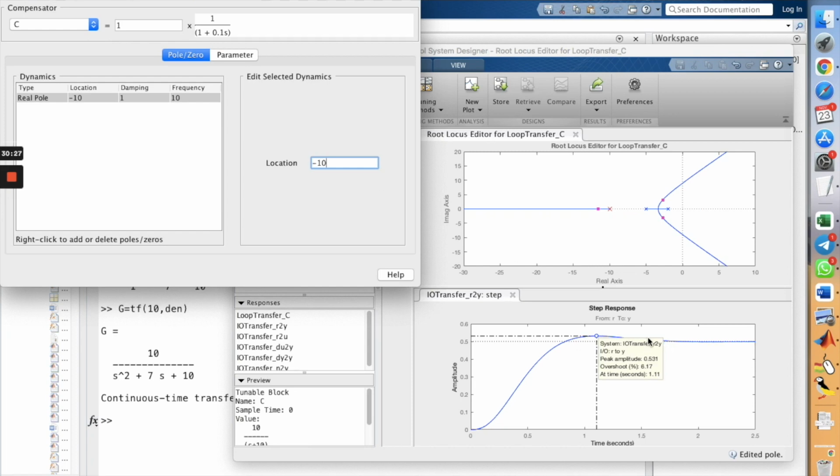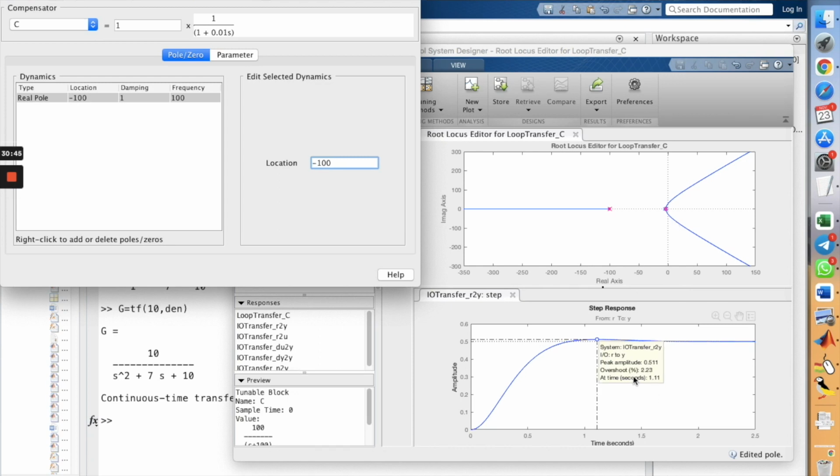So the overshoot becomes 6.17, which is actually quite different from the original 1.93%. So let's say we put 100. So this is very, very far from the -2. So we can see that the overshoot becomes closer and closer to the original response of the second order system.